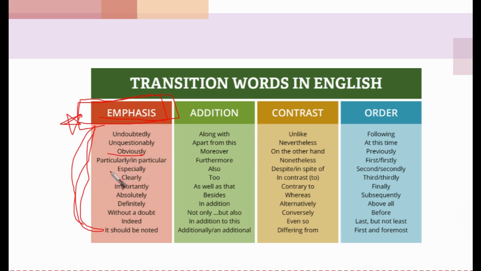Obviously, especially, importantly, without doubt, it should be noted, okay? Undoubtedly, unquestionably, particularly, in particular, clearly, absolutely, definitely, indeed. So you start with the sentence, okay, and then you phrase it. That means this is very important.